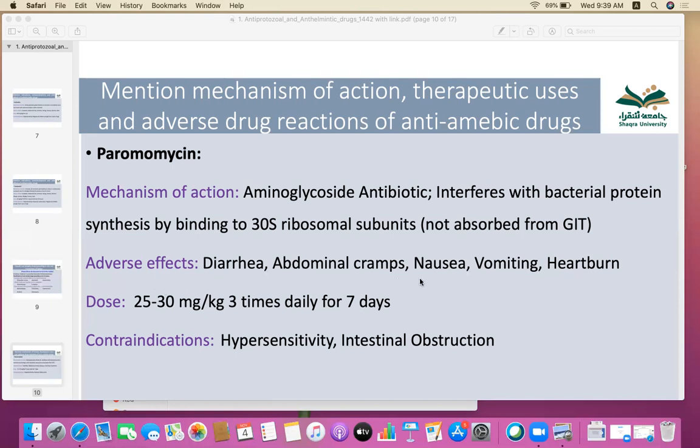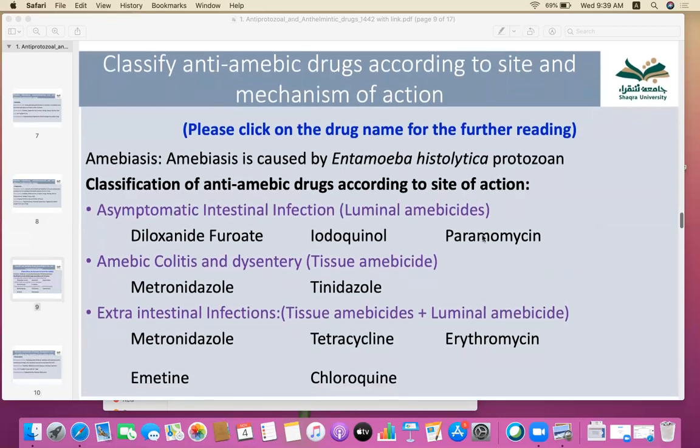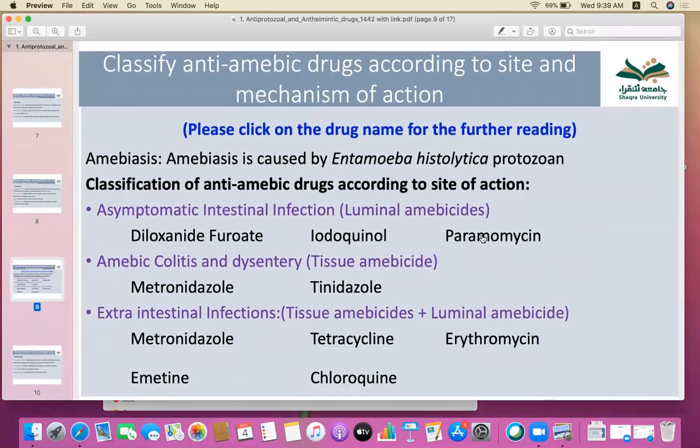Adverse effects: diarrhea, abdominal cramps, nausea, vomiting, heartburn. Dose: 25 to 30 milligram per kg 3 times daily for 7 days. Contraindications: hypersensitivity and intestinal obstruction; you should avoid the use of paromomycin. If you click on paromomycin here, you will get additional information regarding paromomycin.